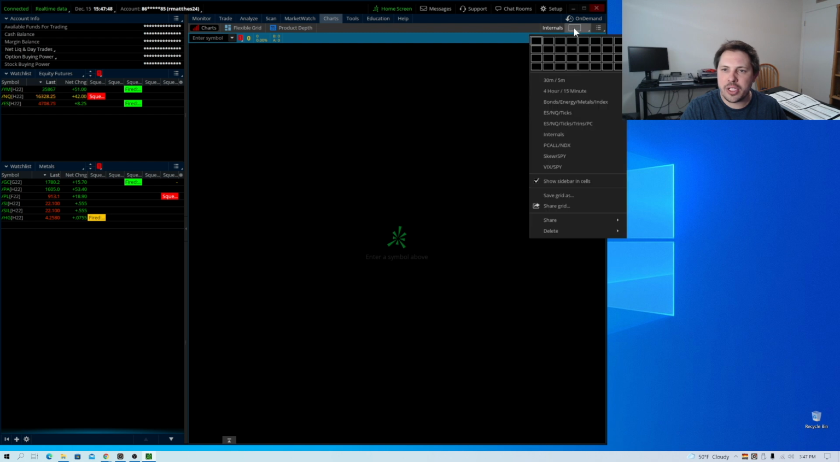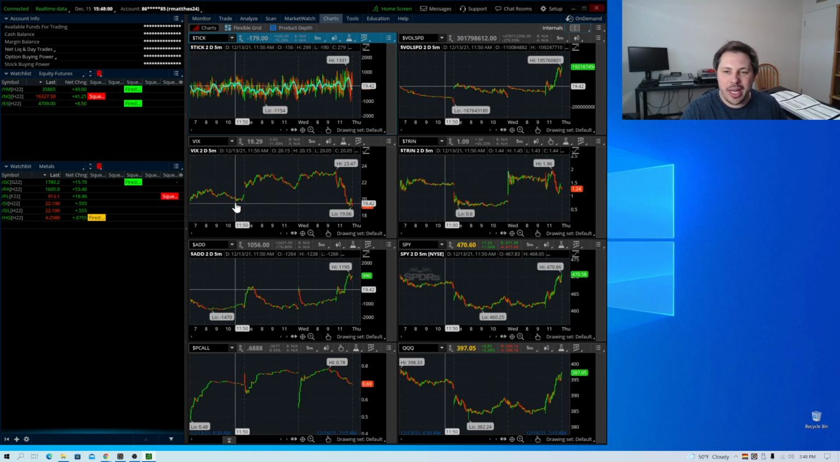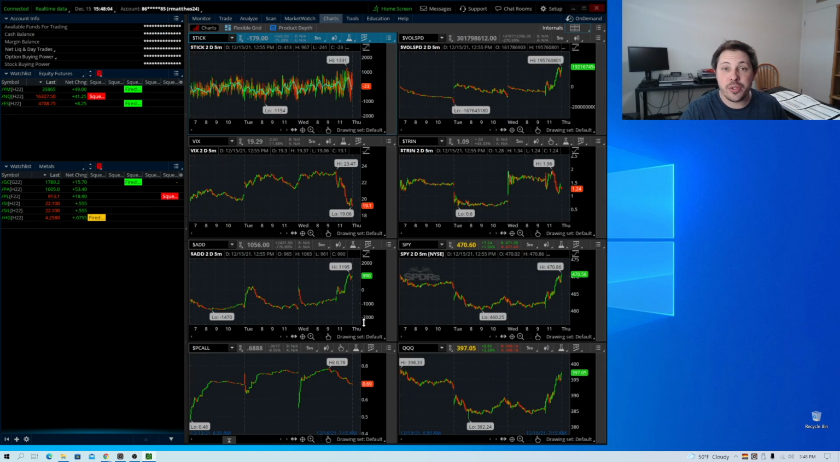there's a little box here where you can create grids, you can create custom grids. And one of the custom grids that I have is the internals grid that I've created that has all of the important market indicators that I use to look at the strength and the power and the trend that the overall market indexes are making, right?